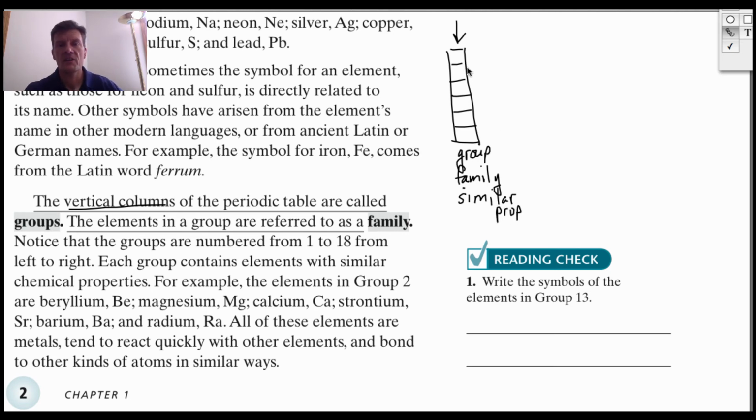And then going across, you have rows. And those rows are called periods. And we'll look at why we have different periods. Why not just keep going down one column? Why do we have different rows? We're going to look at why that is. Okay? Really cool stuff.